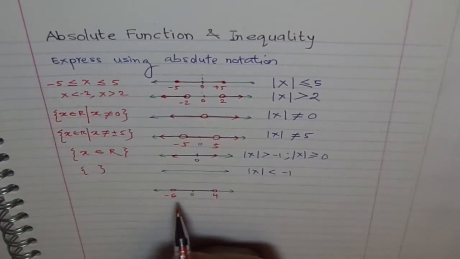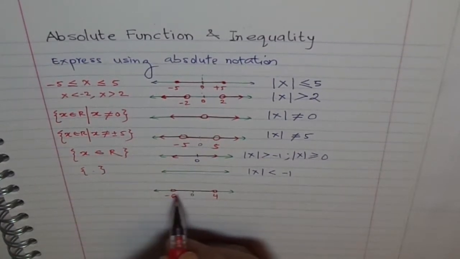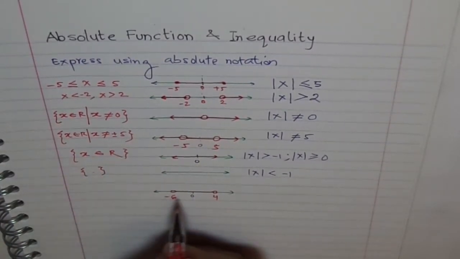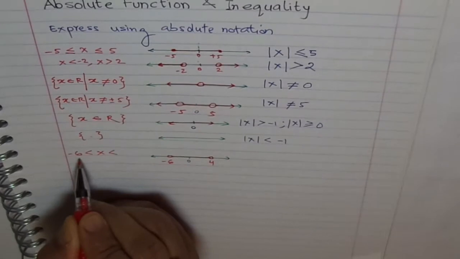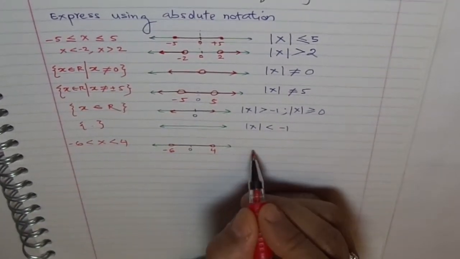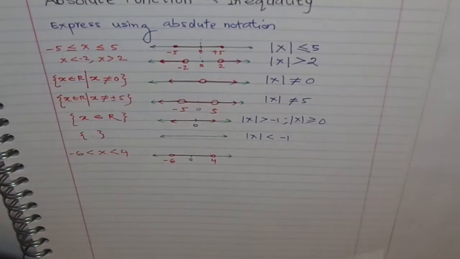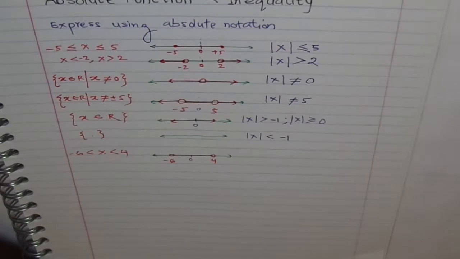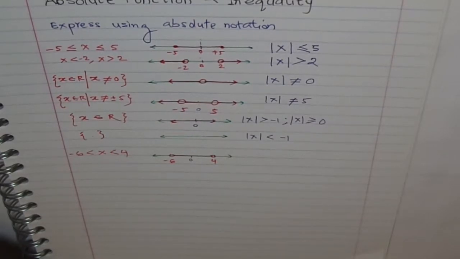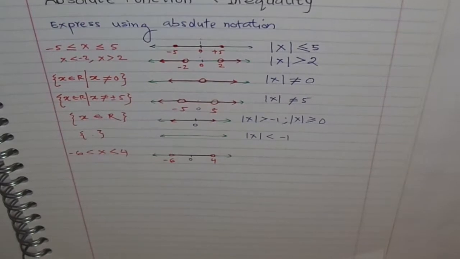This is what we need to do. What I'm trying to say is I'm looking for a solution of an inequality which says that x is between minus 6 and 4. How will I write this as an absolute function? Well, let's go back to the absolute definition. That is, we need a point right in the center and see how far away we are from the ends. Let's do that. It may help us.